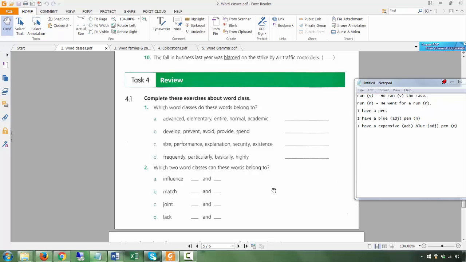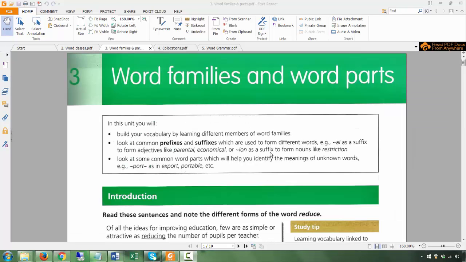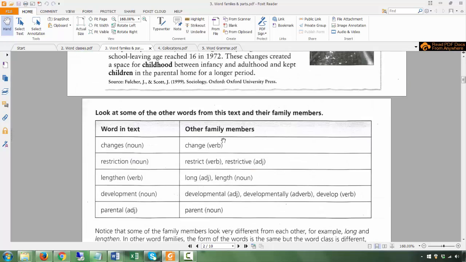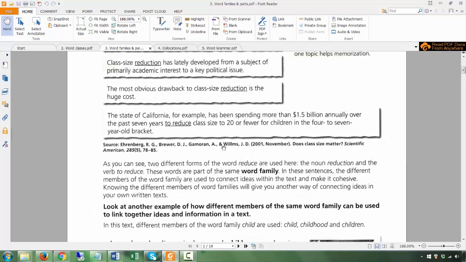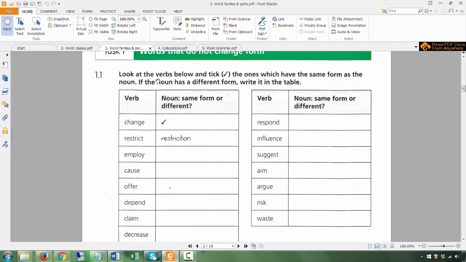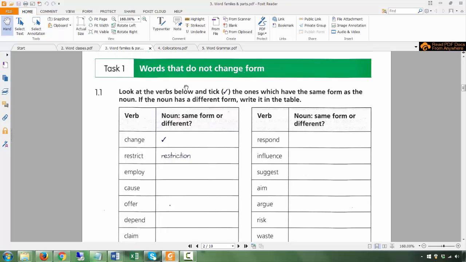All right, let's go to the next chapter, next unit, word families and word parts. Very similar to the previous one. So anyway, whatever I skip through, just please go and read it. It will help you. And let's go to this first activity. Words that do not change form.